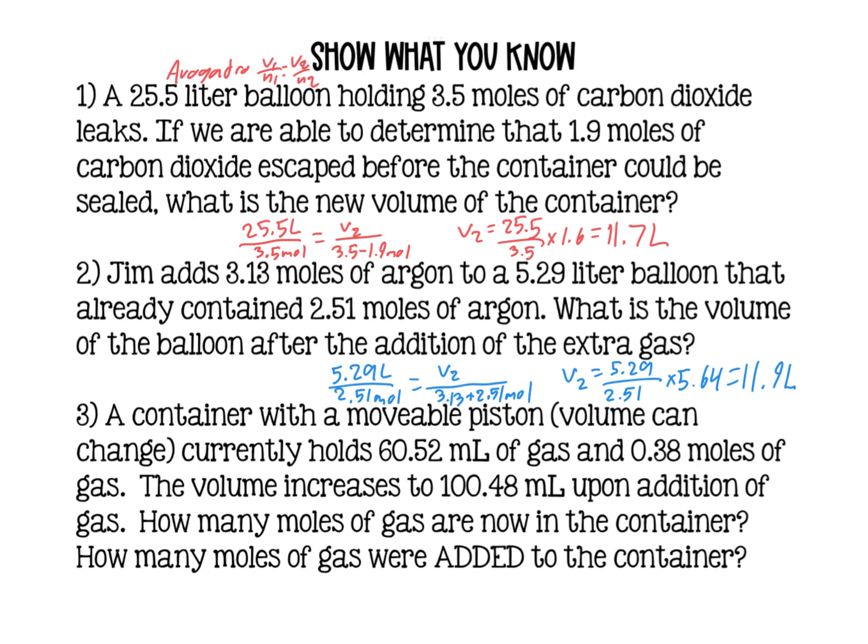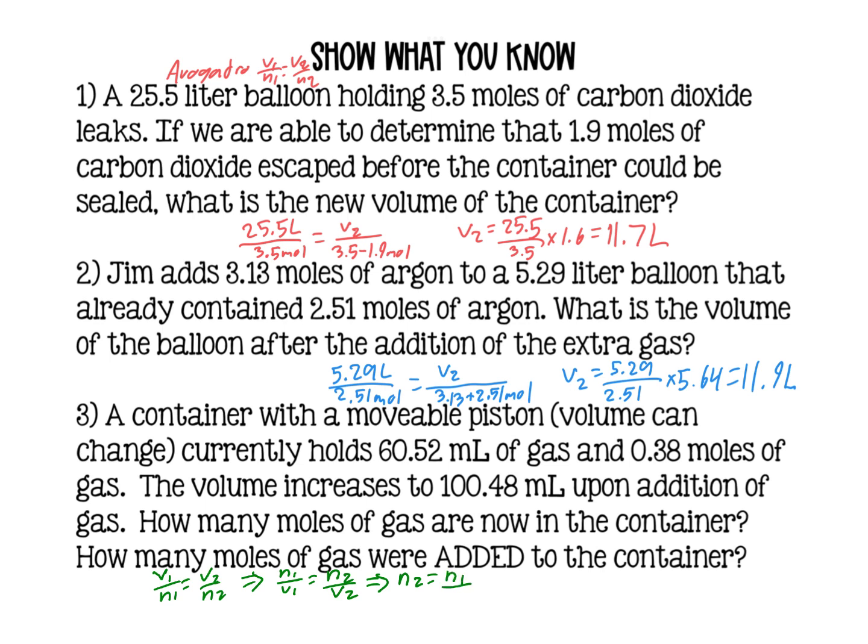A container with a movable piston, which means that the volume can change, currently holds 60.52 milliliters of gas and 0.38 moles of gas. The volume increases to 100.48 milliliters upon addition of a gas. How many moles of gas are now in the container? And how many moles of gas were added to the container? First, we'll set up Avogadro's law. To do this, we will need to solve for the final number of moles.